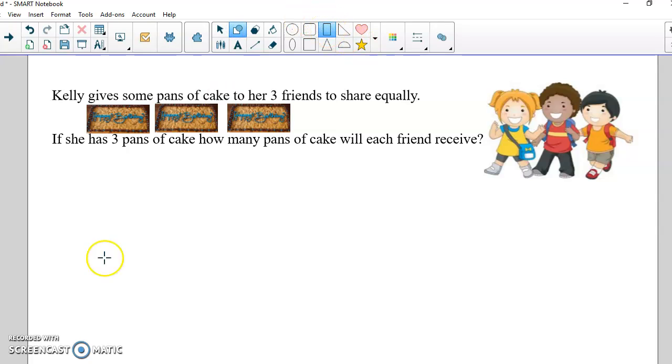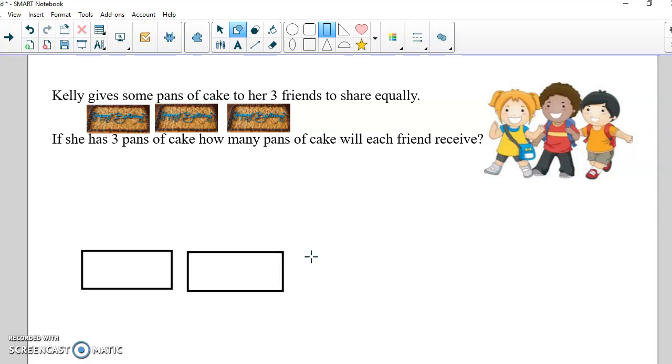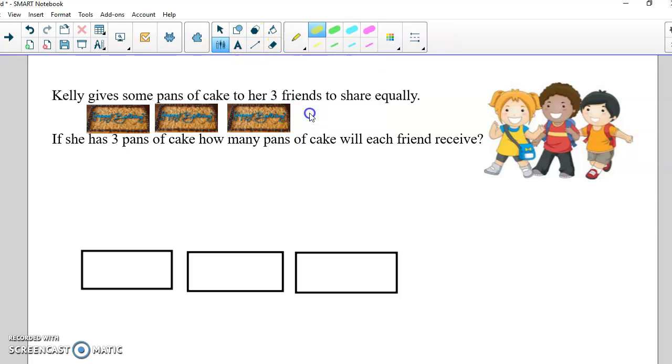So when we draw our 3 pans of cake, we have 1, 2, 3. And we can see here that looks like maybe a chocolate cake, a cookie cake. It says happy birthday, but we have 3 full cakes. So I'm going to color those in because they are 3 full cakes. Go ahead and color yours in. Because I'm doing this with a mouse, my coloring's not staying between the lines, but that's okay. Mathematicians don't always stay between the lines.